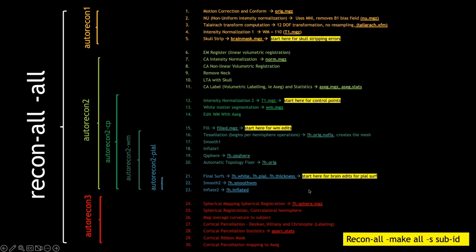Now, some points of caution. When making corrections, the volume that we're correcting must be highlighted in FreeView. As I showed you in one of the videos, the volume or the surface that is in bold is the one that you're going to be working on at the moment. So just make sure that when you're making corrections, if you want to correct the brain mask, it must be in bold and highlighted.